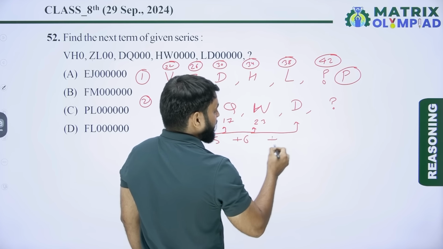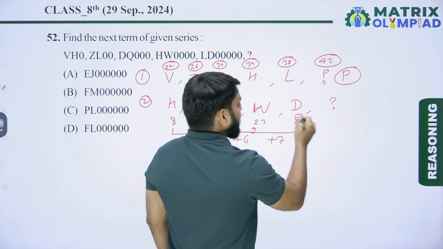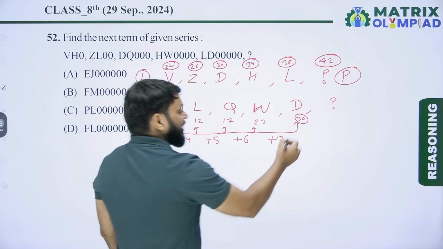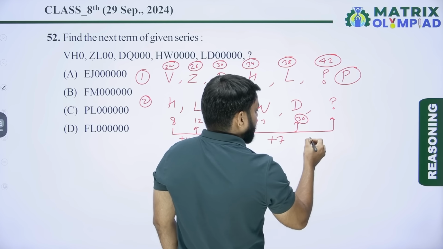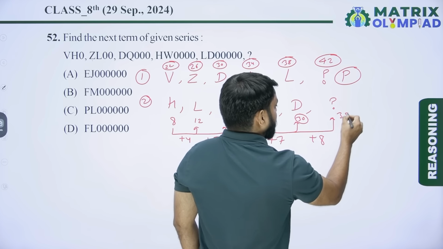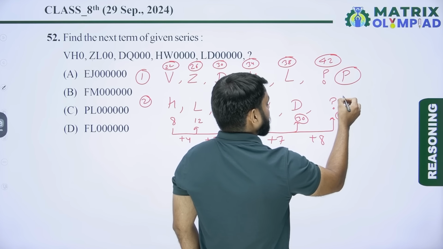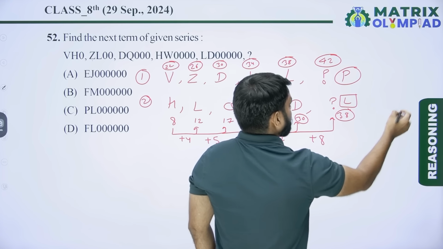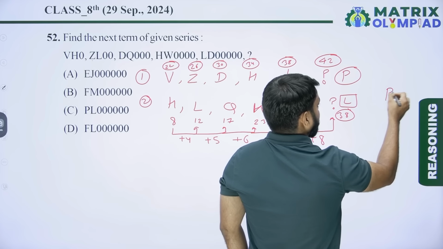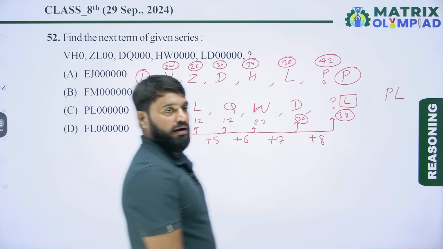Similarly, 23 plus 7 means 30. 30 is also known as D. Similarly, 30 plus 8 means 38. 38 is also known as L. So the missing alphabets are P and L.